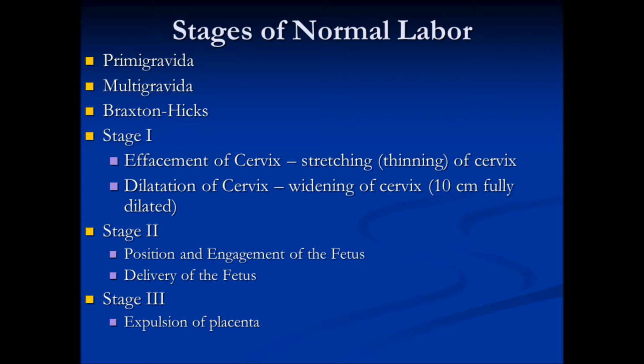Okay, that leads us into stage 2. With stage 2 of labor, the position and engagement of the fetus is what we focus on. And then, of course, the delivery of the fetus. The position and engagement of the fetus is very important because it will determine whether you can actually move forward with a vaginal delivery.